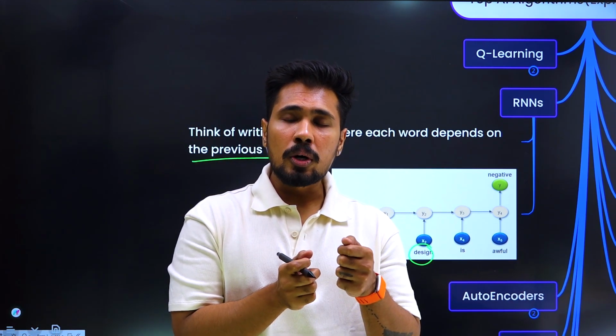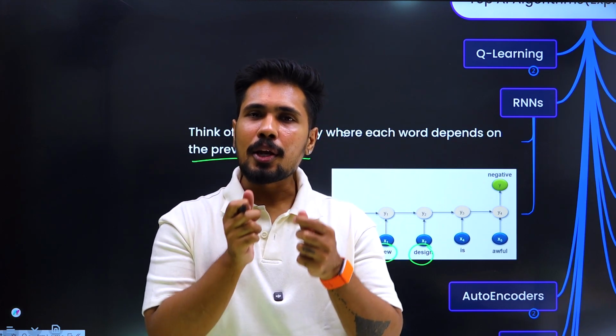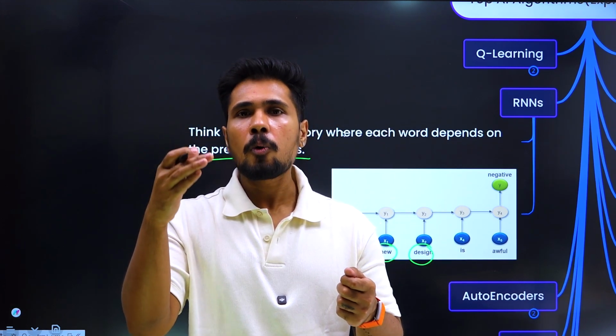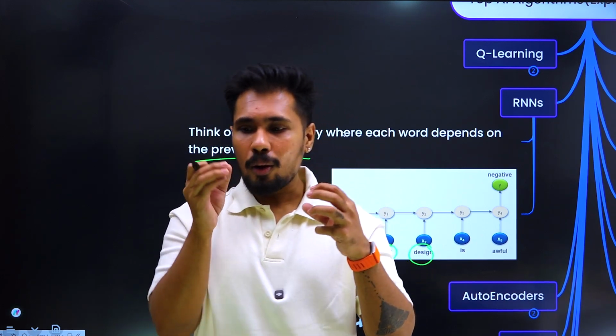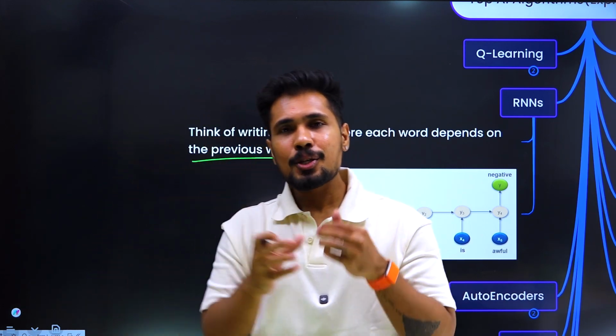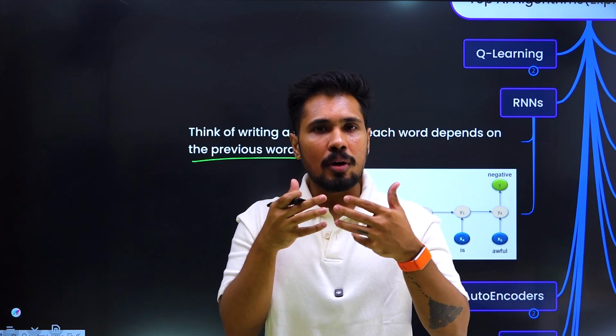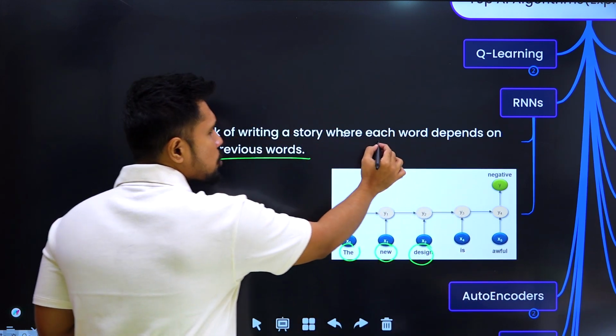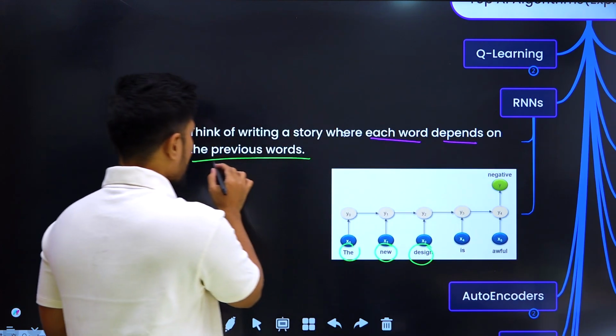So based on the word "hi", the next word in your keypad is predicted. Based on "hi", it is predicting "how". Based on "hi, how", it is predicting another word, "are". In this way, if you take your keypad or any language, each word depends on the previous word.